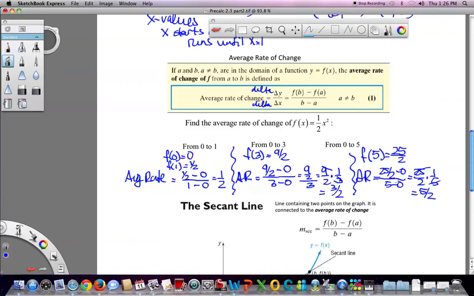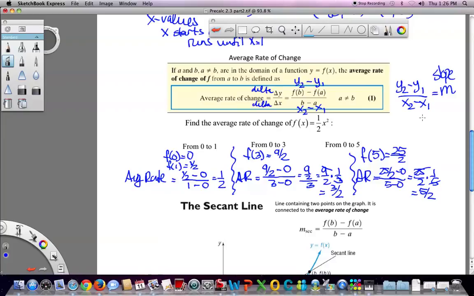Average rate of change should look very familiar, because if I translate this a little bit, and I did mention this a moment ago, I said f(b) is a y value. So let's call that the second y value, and that's the first y value. This was the x used to find y2, and this was the x used to find y1. So I could rewrite this as y2 minus y1 over x2 minus x1. So average rate of change is actually a slope. Sorry, I should have just spelled out slope.